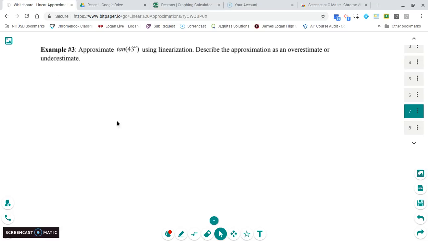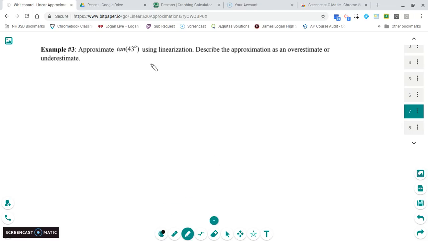All right, 43 degrees. We're going to approximate tangent of 43 degrees using linearization. That's another way to ask you to do a linear approximation. And then we'll be talking about the error as an under or over estimate. All right, to do that.